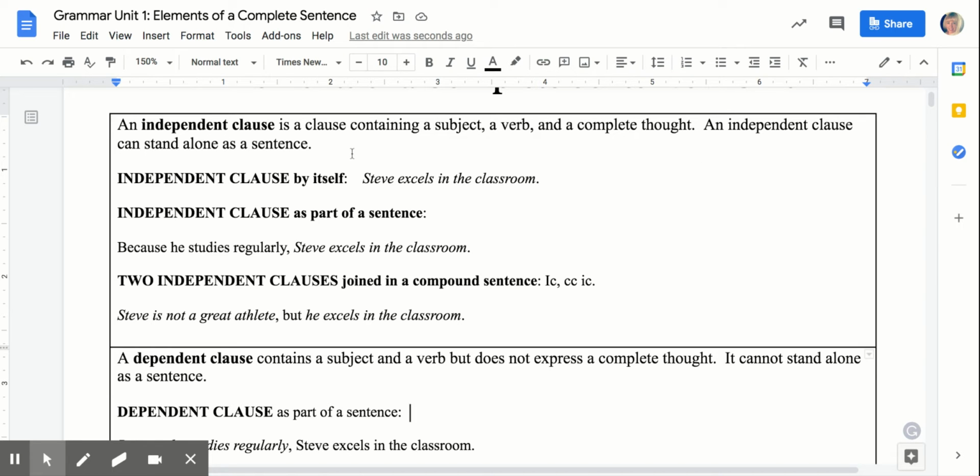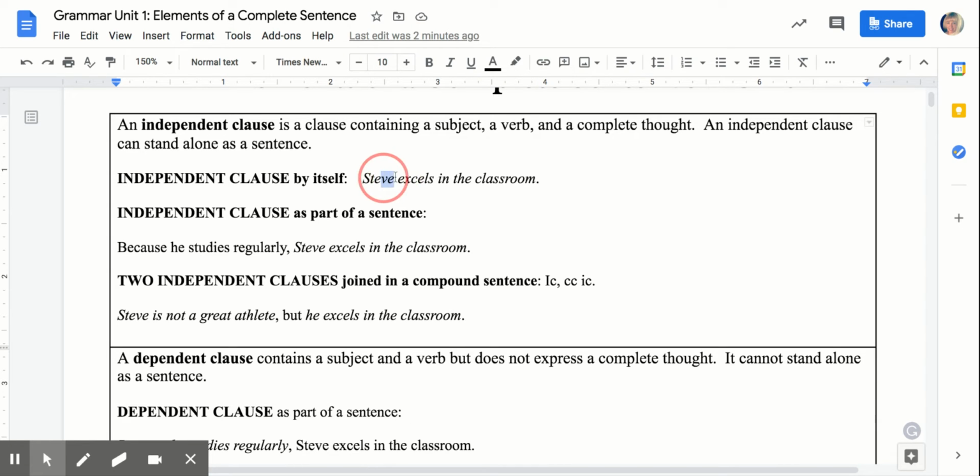Okay, so an independent clause contains a subject and a verb and is a complete thought, meaning it can stand alone. So when we just have an independent clause by itself, one IC, it looks something like this. Steve excels in the classroom.